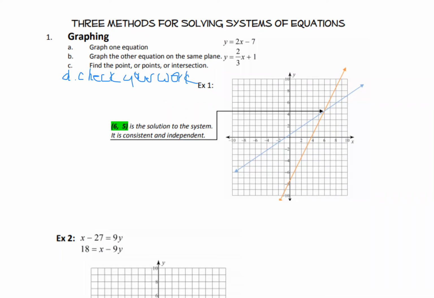Sorry, it's a bit rough on this. So first graph one, then graph the other, then see where they intersect, if at all. And then check your work.